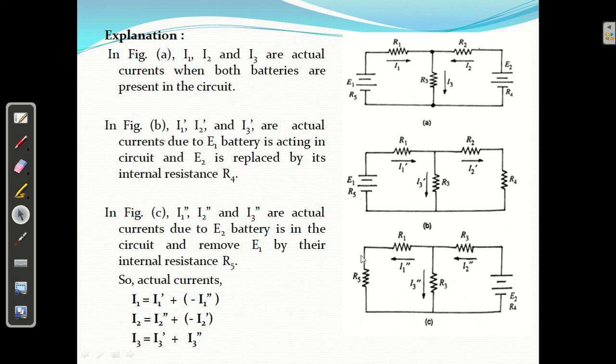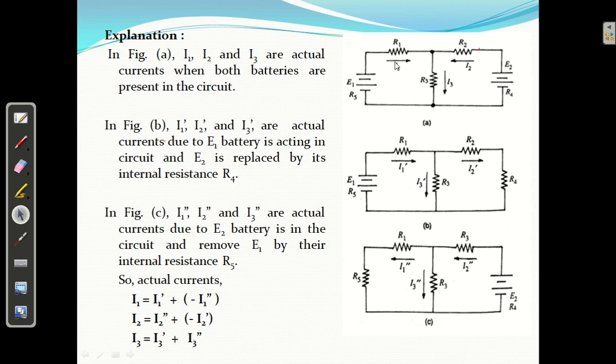What do we do the second time? In this figure, consider the second source. Which is the second source? E2 and R4. This source E2 is there. Replace the first one, E1, by its internal resistance R5. And find the current. The direction of the current will change. How will the direction be? In this way, the opposite way, because of this source: I2 double dash, I1 double dash. The current will be different, so the direction will also be different. Clear? We can find I1 double dash, I2 double dash, I3 double dash by using maybe KVL, maybe KCL, by series-parallel technique, by any technique. Clear?